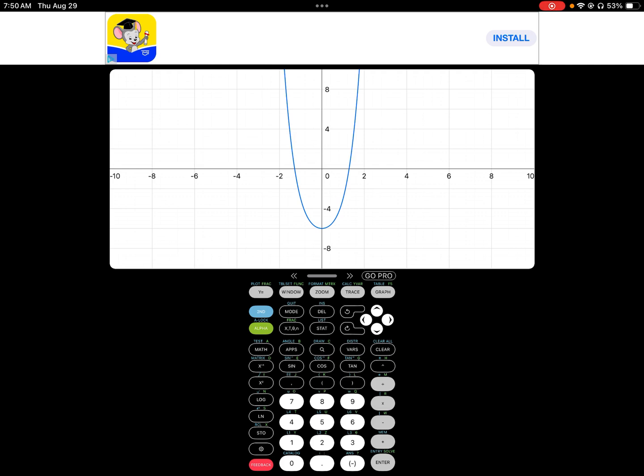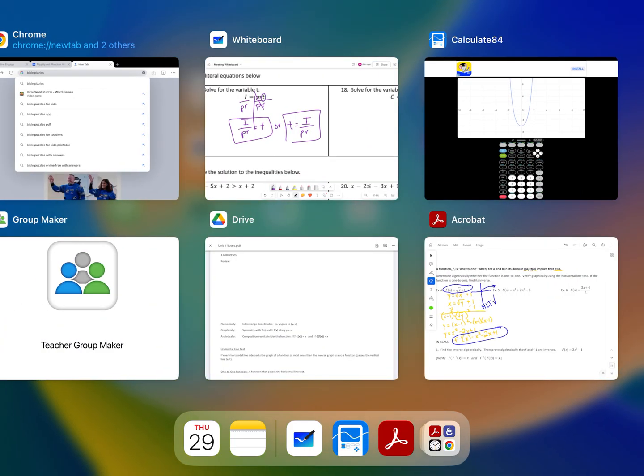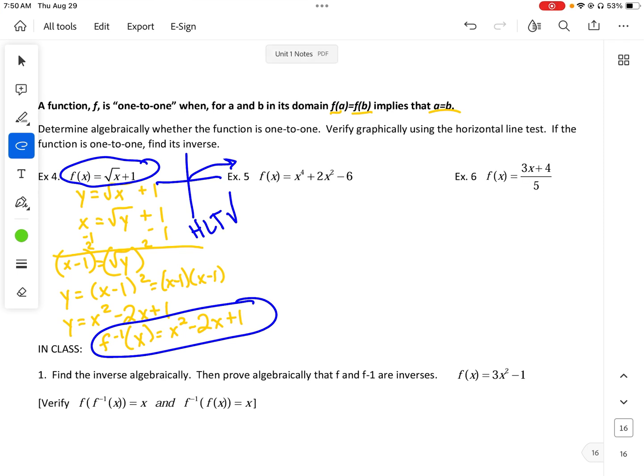So it passes the vertical line test, but look at the horizontal line test. If I do horizontal lines, let's look at what that would look like. This is our original function. If I do horizontal lines, see how it passes twice. So this is not one-to-one. We could find the inverse, but it's not one-to-one.